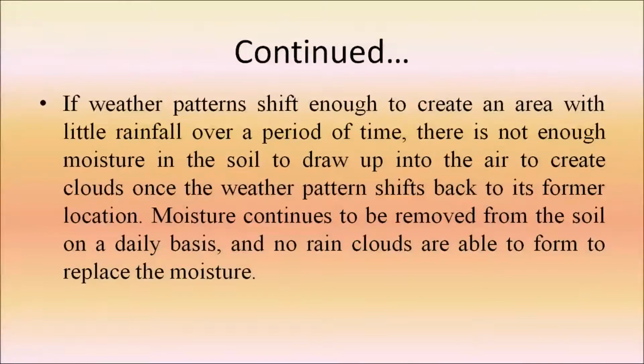If weather patterns shift enough to create an area with little rainfall over a period of time, there is not enough moisture in the soil to draw up into the air to create clouds. Once the weather pattern shifts back to its former location, moisture continues to be removed from the soil on a daily basis, and no rain clouds are able to form to replace the moisture.